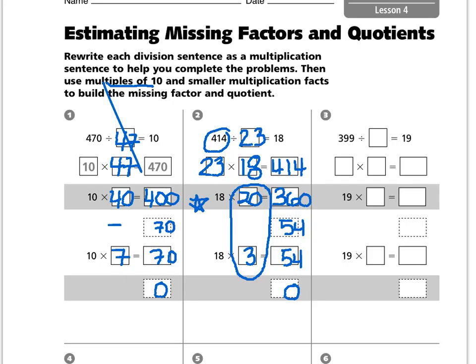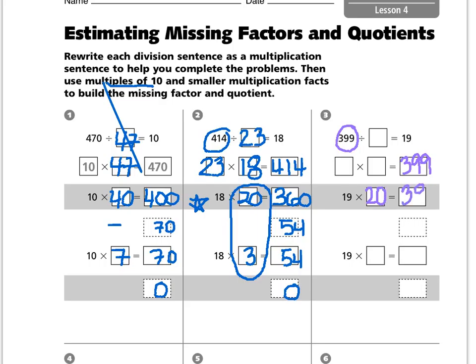I'm going to use the same strategy for number 3. I write 399 in this box right here because it's my starting number that I'm going to be using to subtract. Then I need to think 19 times what is going to equal something close to 399. And I know that 19 times 10 is going to be 190, and 19 times 20 is going to be 380. So I know that that's going to be my closest one.